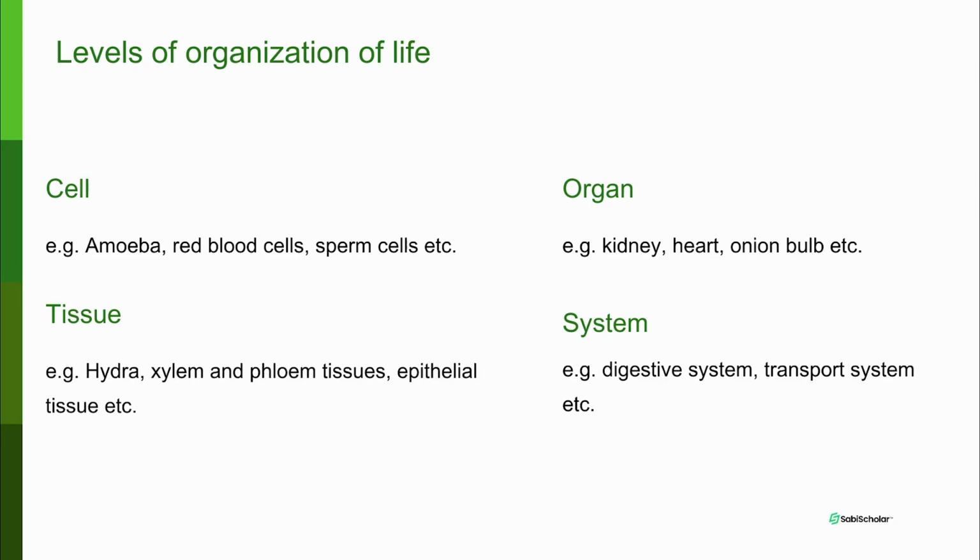Now, you will notice that from the cell, the next level is like a collection of the previous one. That is, the tissue is a collection of cells, the organ is a collection of tissues, while the system is a collection of organs. That is why we call it levels of life.